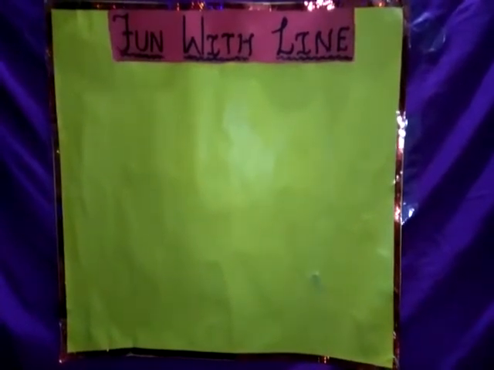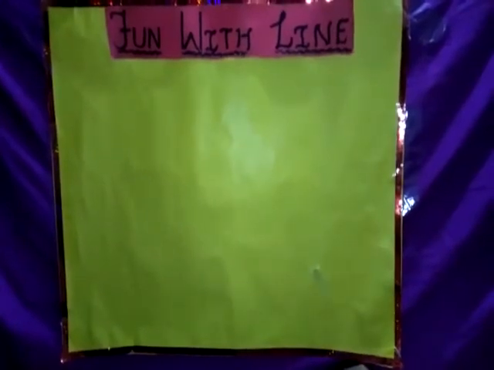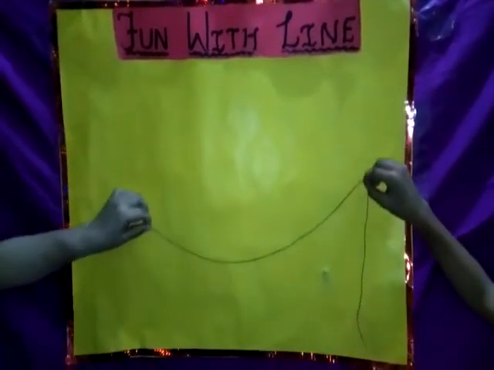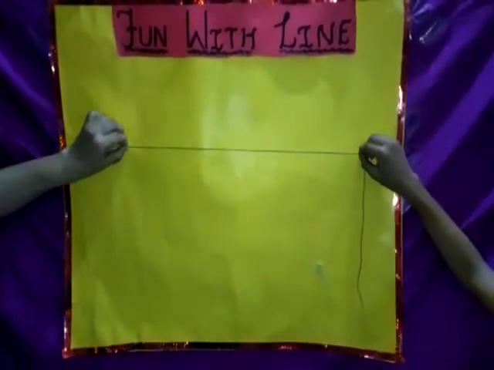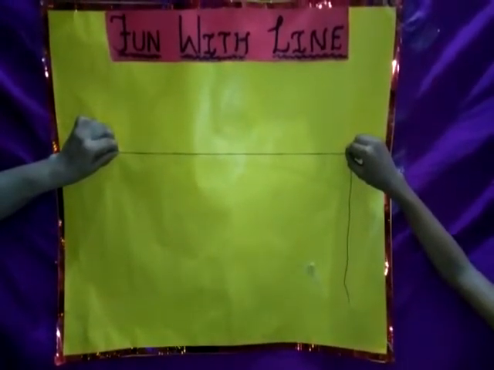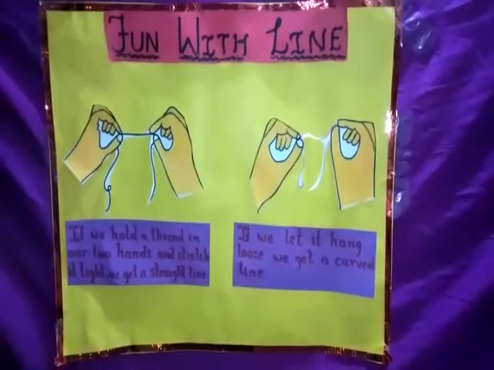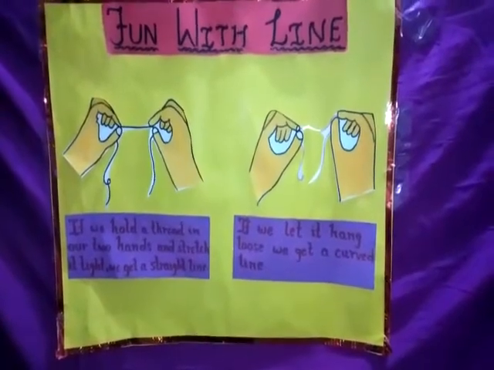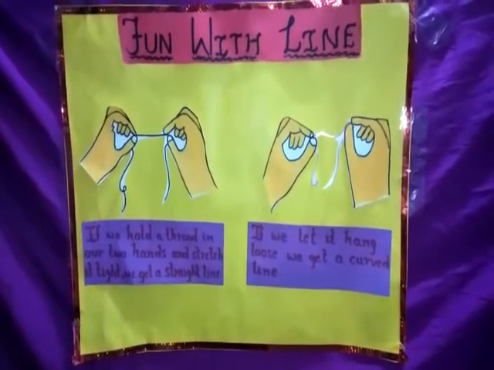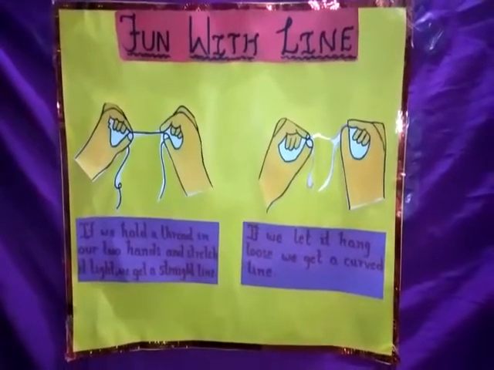Today in our next class of maths, we are going to learn a new chapter, Fun with Line. If we hold a thread in two hands and stretch it tight, we get a straight line. And if we let it hang loose, we get a curved line. Students, now we learn about different types of line. There are different types of line, but today we are going to learn about the straight line. So when we say line, we mean straight line.